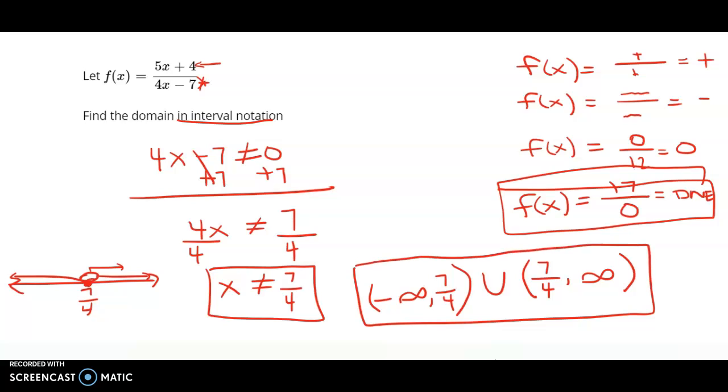So notice this is every single number except 7/4, and that's how this function will be okay. So this represents the domain for that function.